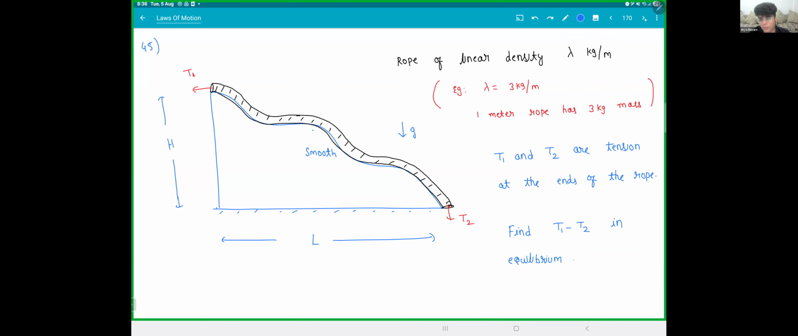Sir, why do we need to pull it from down to keep it at rest? Let's say not required, but let's say someone is pulling. Someone attached a block or something. How do we proceed with this? Think, take a minute.